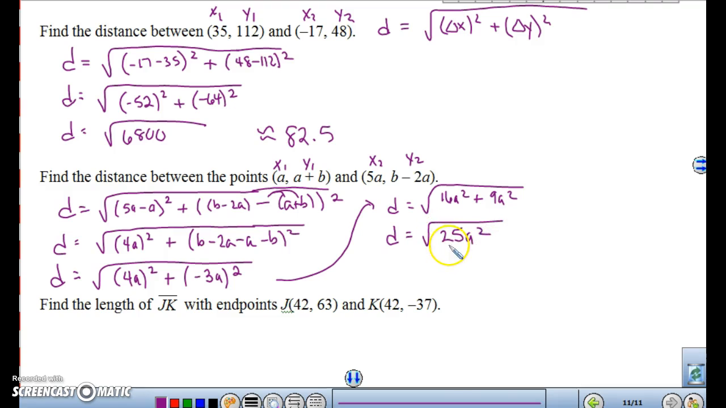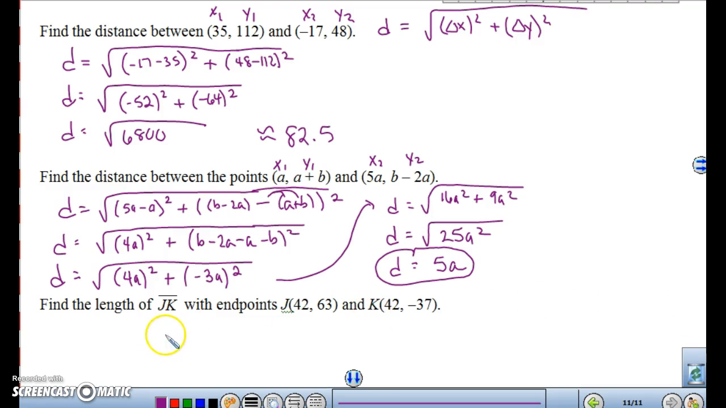Well, 25 is a perfect square, and so is a squared. So the square root of 25 is 5, and the square root of a squared is a, so the length of D is equal to 5a. So it didn't matter if you had numbers or variables, you can still find the distance in terms of your values.